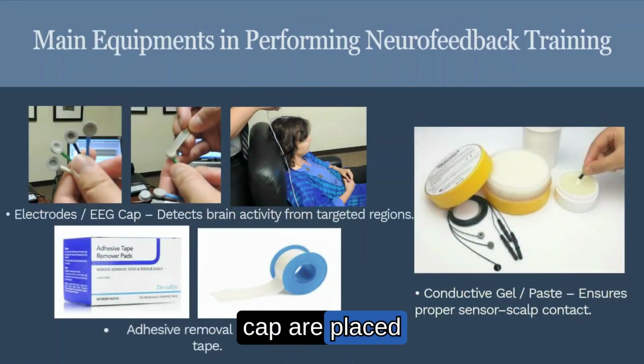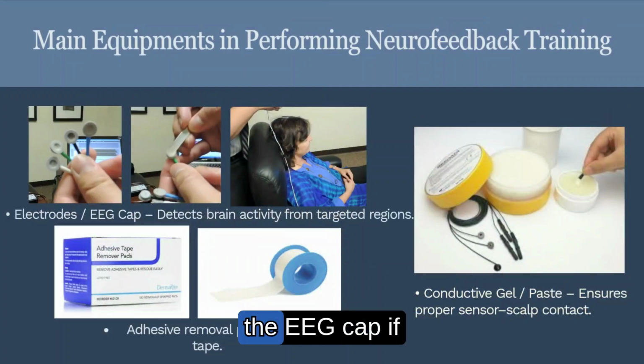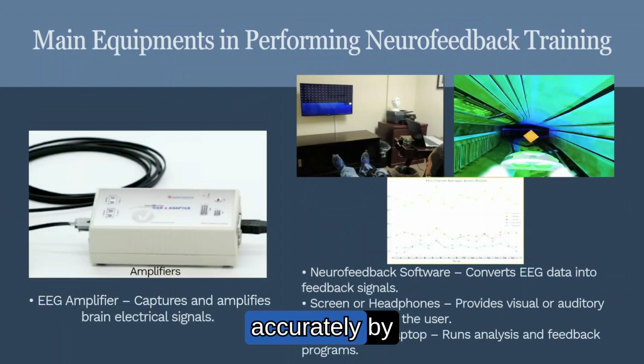Electrodes or an EEG cap are placed on the scalp to collect electrical activity from specific brain regions. Conductive gel or paste ensures a stable connection between the skin and the electrodes, improving signal quality. Adhesive removal pads and tape are used along with the EEG cap if necessary. The EEG amplifier detects and strengthens the brain's electrical signals so they can be read accurately by the software.